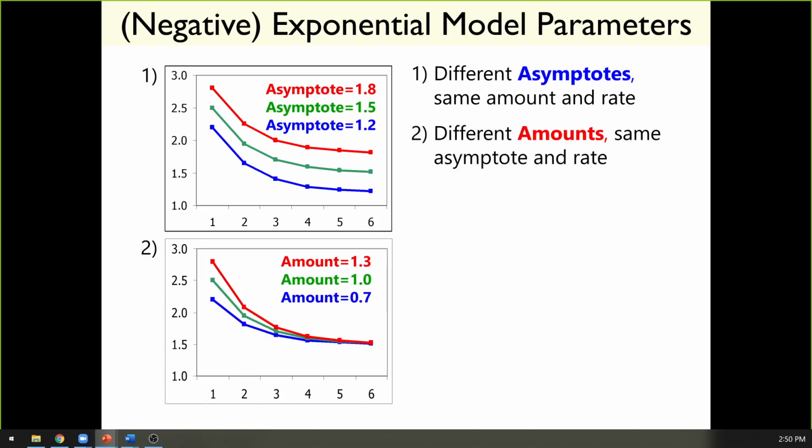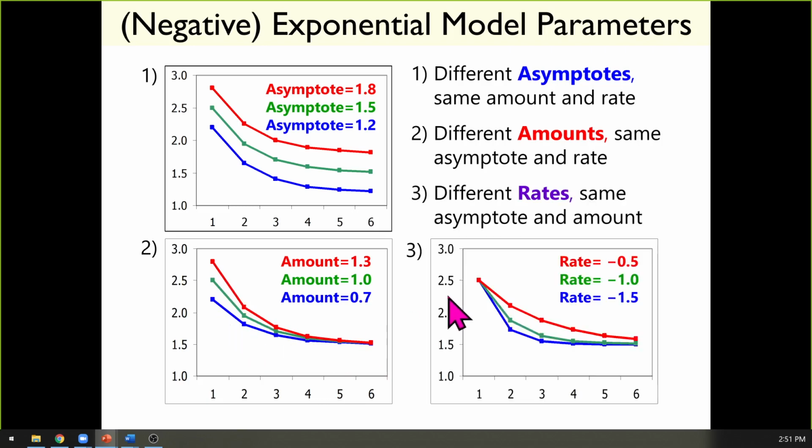Amount can also be reparameterized to become an intercept. So these three curves have different total amounts of change. They end up at the same point, but the red line had to do more work to get there than the green line or the blue line. And then the third parameter is the nonlinear one. It's a rate. In this picture down here, they all start at the same place and end up at the same place, but the blue line gets there faster, has a more negative rate of change, a stronger rate of improvement.